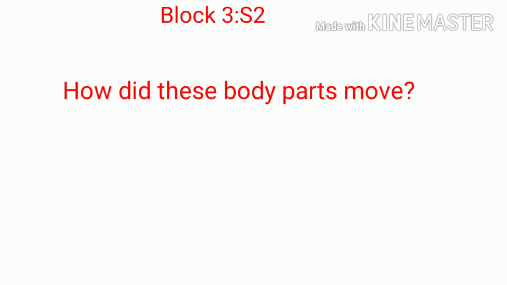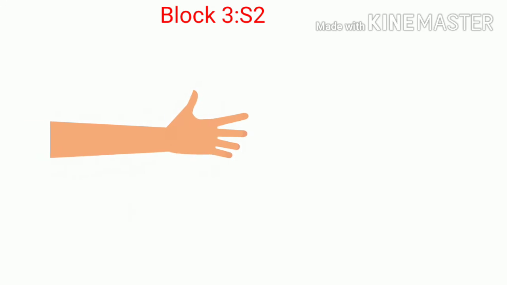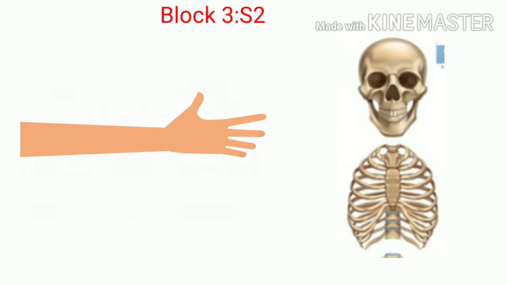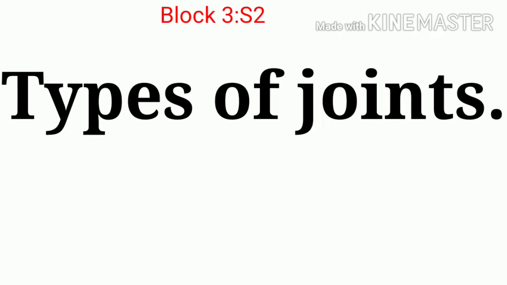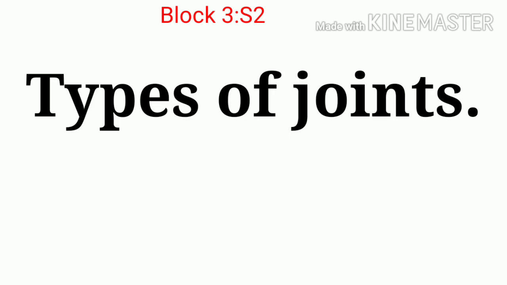Yes, joints in the skull and rib cage do not move. Whereas the joints found in the limbs like arm, hands, wrist are movable joints. So, some joints move and some do not move. So, in today's class, we learn types of joints. Today's aim is to differentiate between movable and immovable joints.